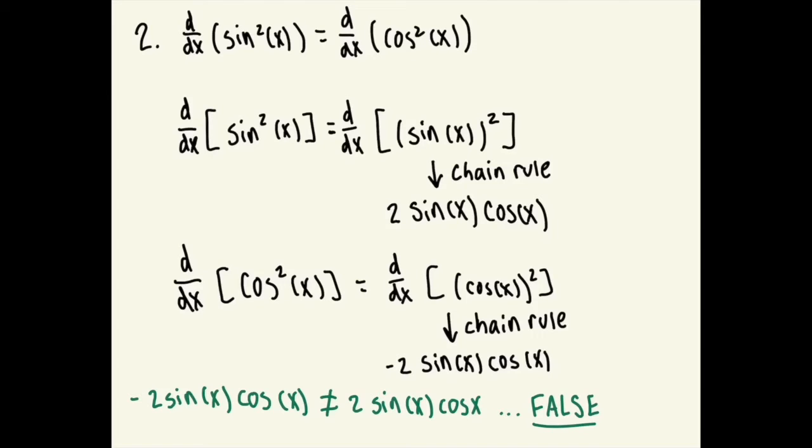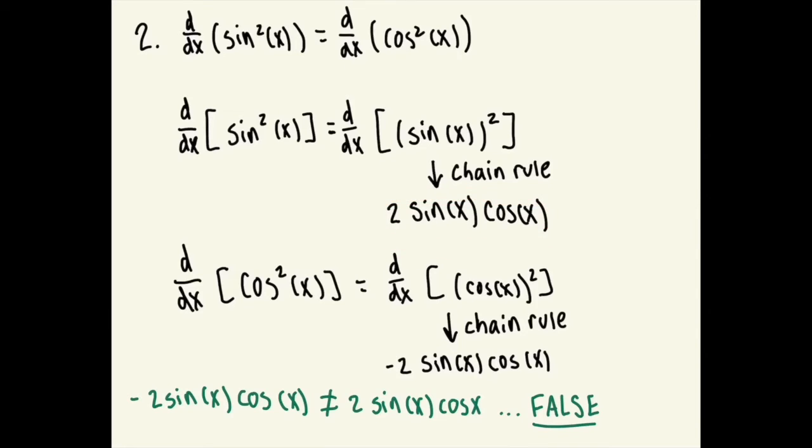The next problem is true or false, asking if the derivative of sine squared of x is equal to the derivative of cosine squared of x. I first solved for the derivative of sine squared of x. I moved the exponent to the outside so that I could apply the chain rule. I applied the chain rule by putting the 2 out in front, leaving the sine x from the parentheses, and then taking the derivative of sine of x, which is cosine of x. I put this all together to get 2 sine x cosine x.